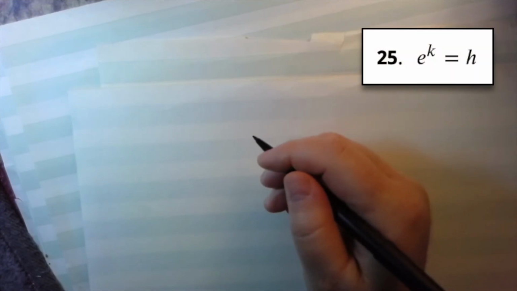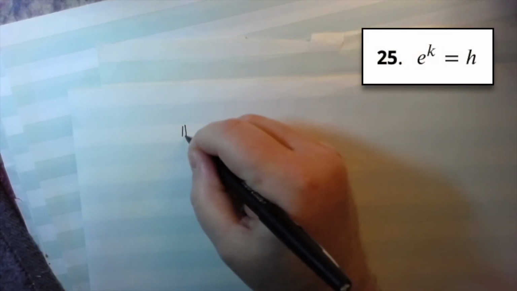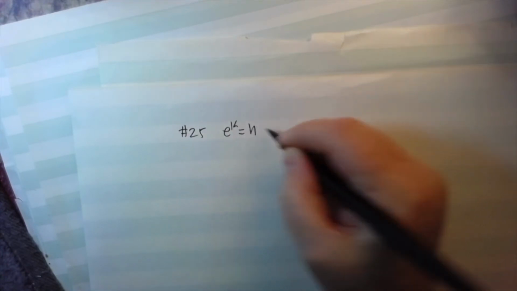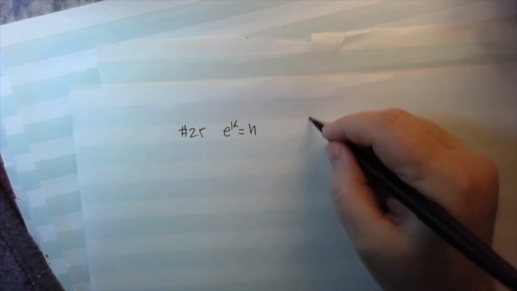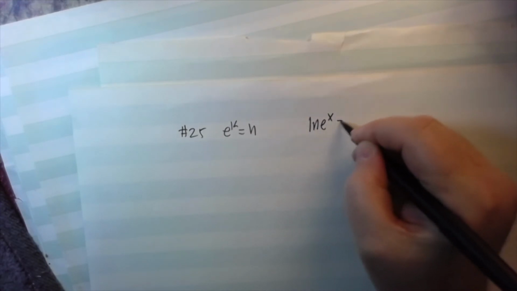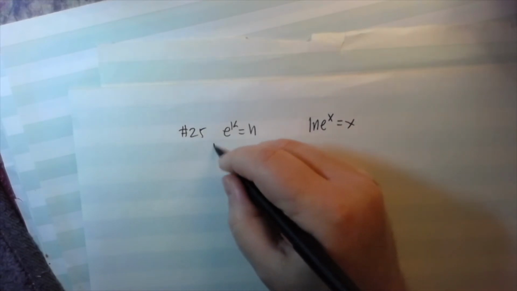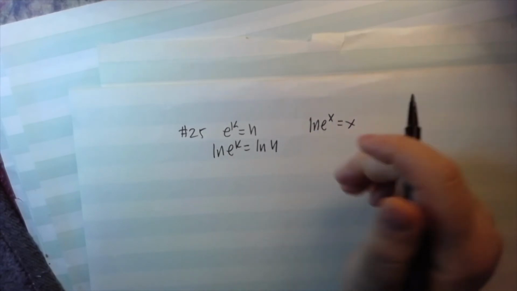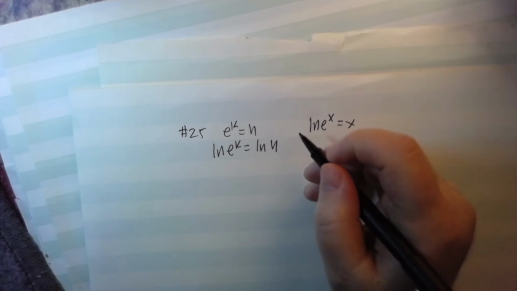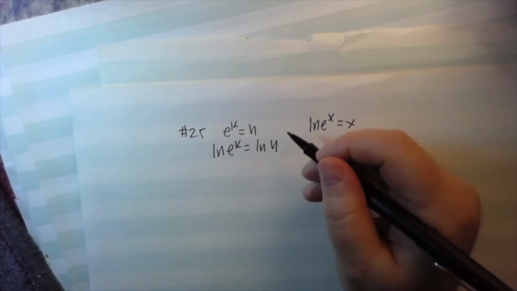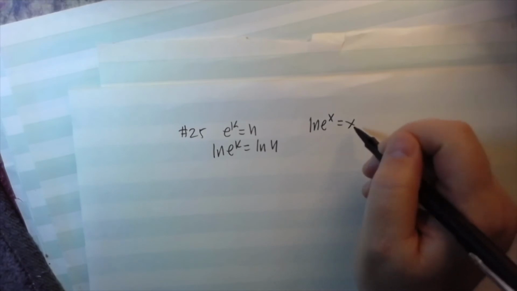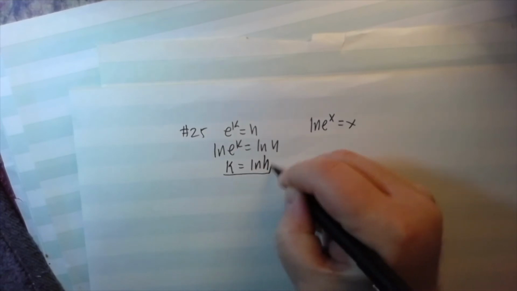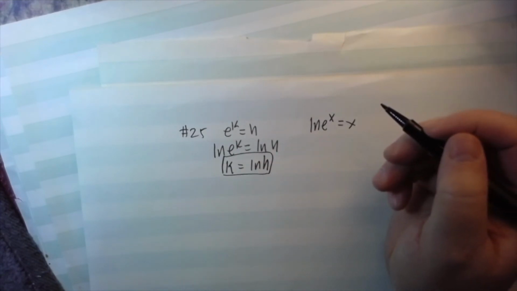All right, let's solve a few problems here. The first one, number 25, I think just gives a basic idea of what you're looking at here. We're going to rely on the fact that the natural log of e to the x is equal to x, because they're inverses of each other. So if I take the natural log of both sides, I get that. Well, we know that they're inverses of each other, so that would mean that this is k and this is the natural log of h. And that's how we get the solution to what k is.